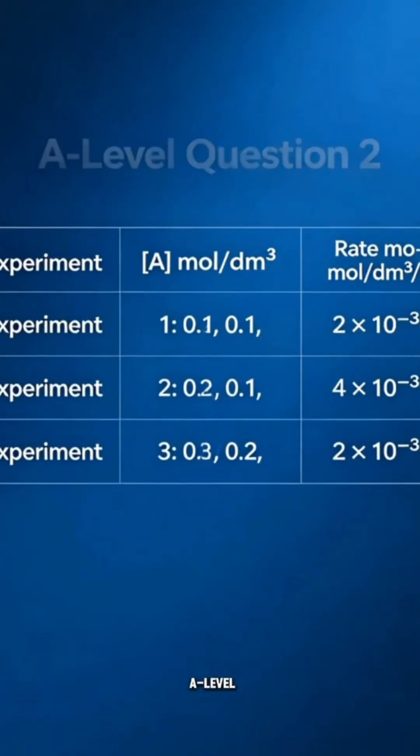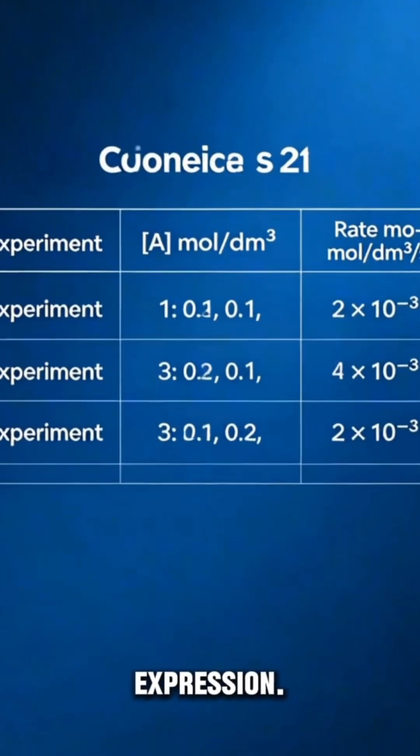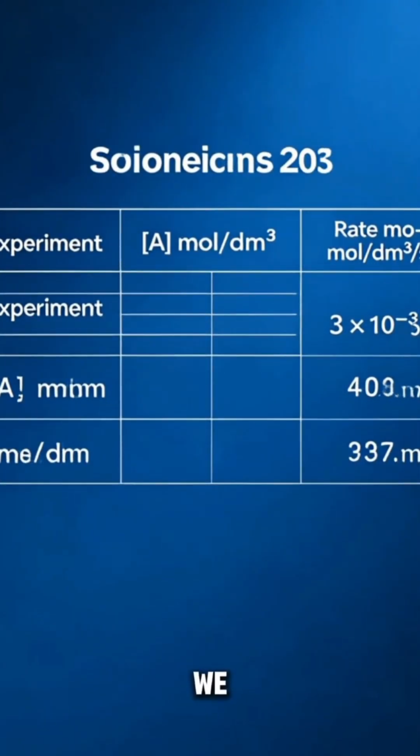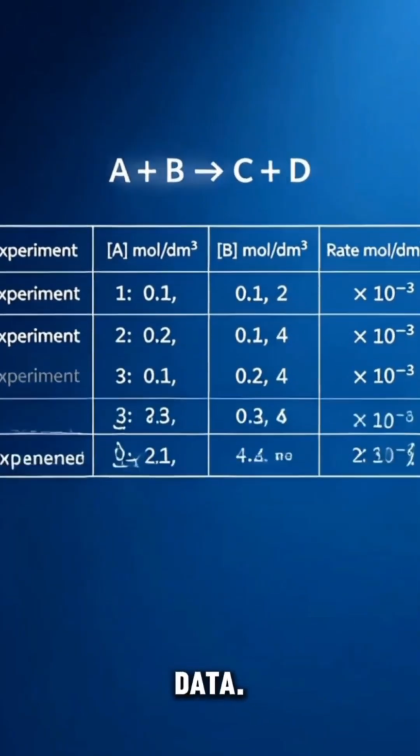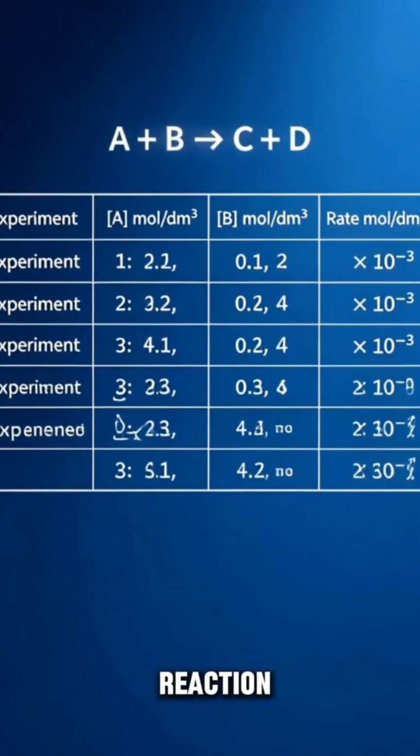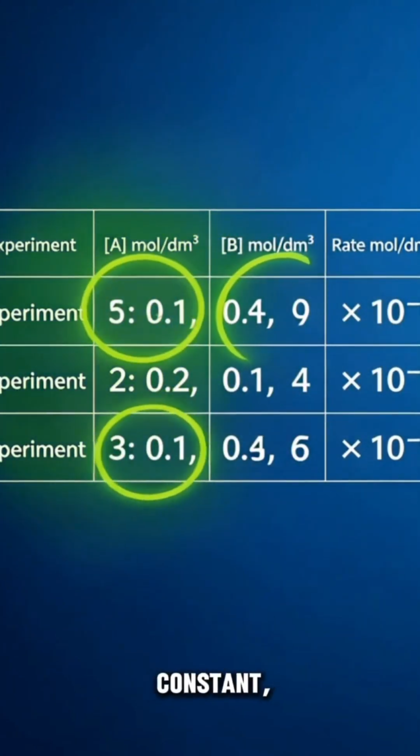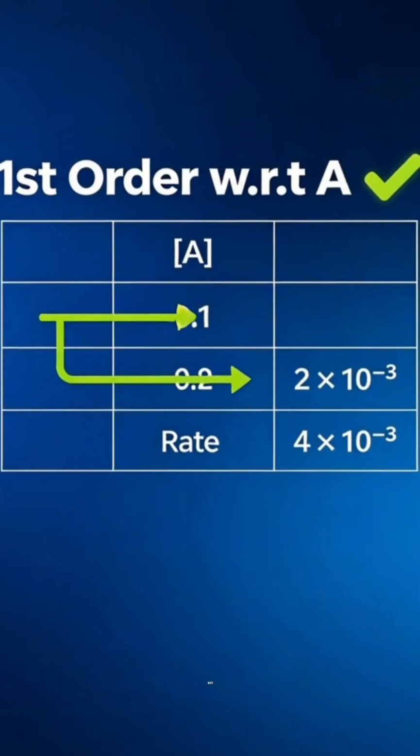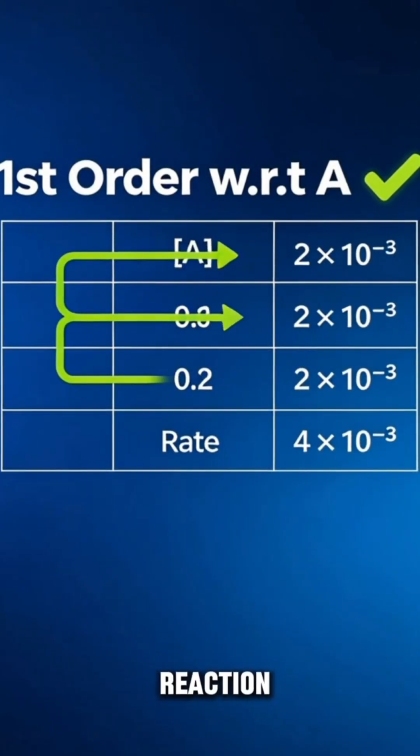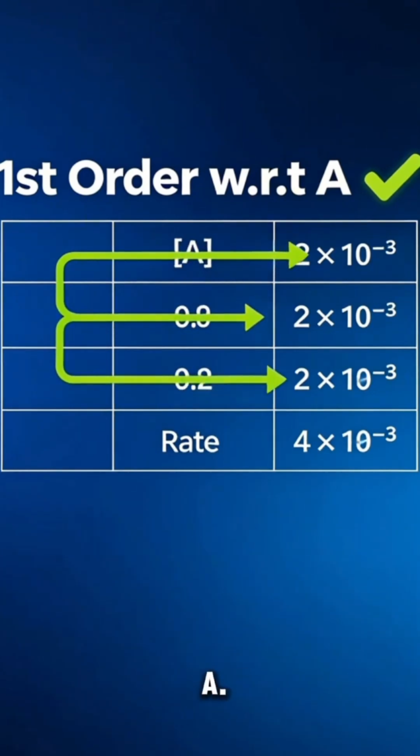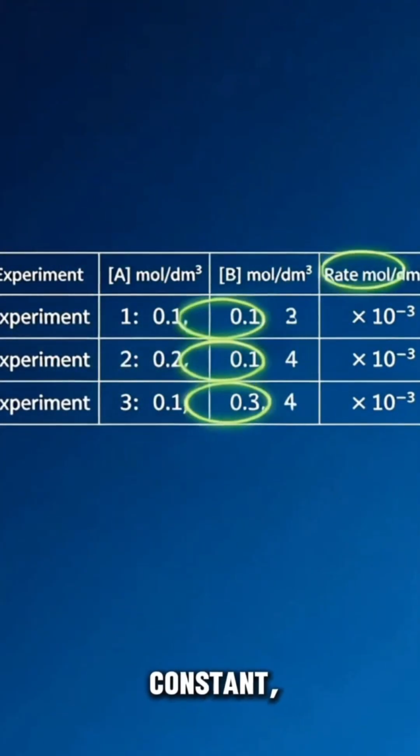Question 2. A-level rate expression. For the reaction A plus B gives C plus D, we have this experimental data. We need to find the order of reaction and the rate constant K. Comparing experiments 1 and 2, B is constant, A doubles and the rate doubles. So the reaction is first order with respect to A.